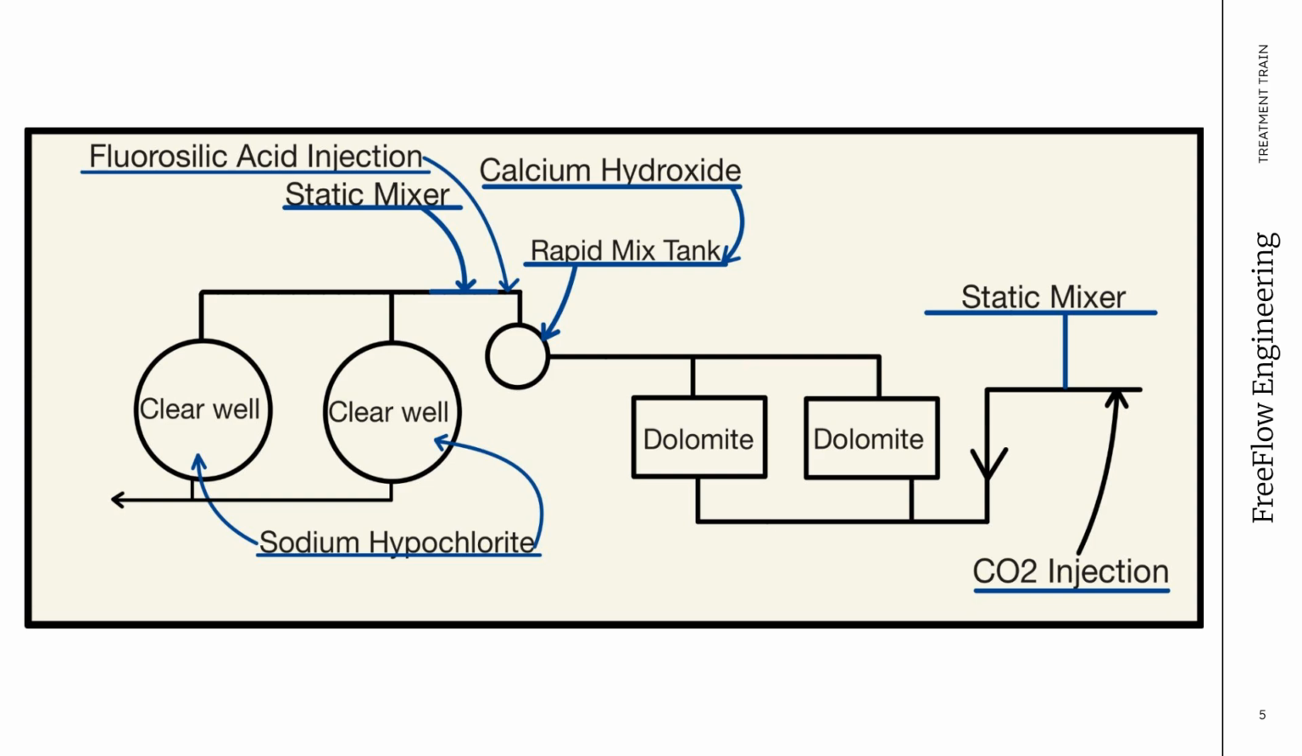When the water enters the two dolomite contactor beds, the dolomite dissolves and adds calcium and magnesium carbonate, which increases hardness and alkalinity. The water then reaches the rapid mix tank that mixes the calcium hydroxide into the water. Calcium hydroxide will also increase the hardness and alkalinity along with helping stabilize the pH. After the rapid mix tank, fluorosilicic acid is injected before reaching another static mixer. Fluorosilicic acid is to add the fluoride required by the state.